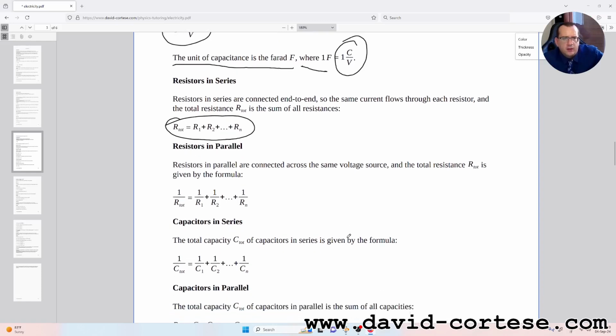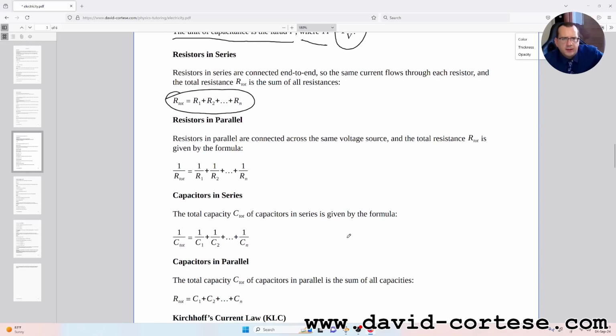Resistors in parallel are connected across the same voltage source, and the total resistance R total is given by the formula: 1 over R total is equal to 1 over R1 plus 1 over R2 plus ... 1 over Rn.